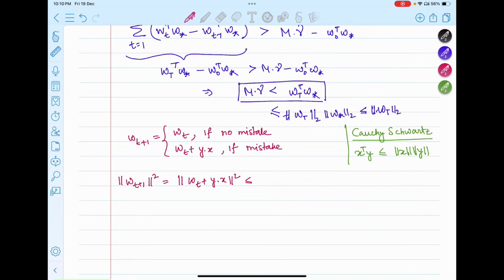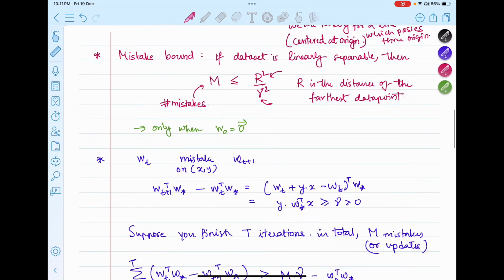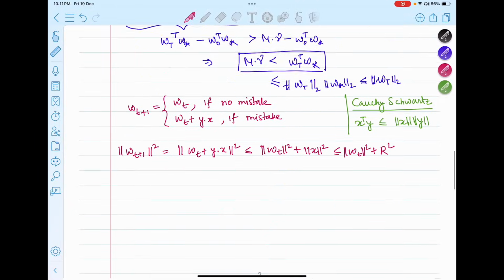And then it will be less than or equal to, using the triangle inequality, W_T norm square plus norm of x square. See, y is plus minus 1, so the mod is anyway going to be 1. So this is less than or equal to W_T norm square plus R square, right? Because norm of x is bounded by R, right? That is what we said. R is the distance of the farthest data point.